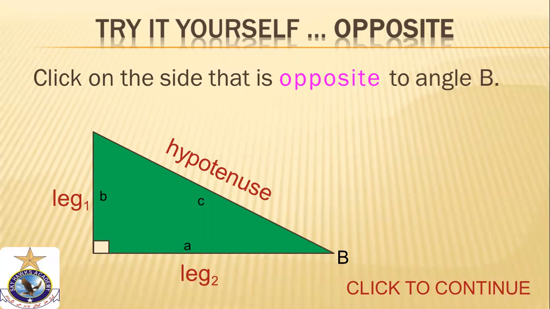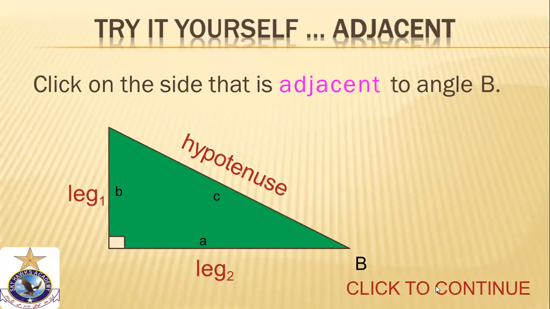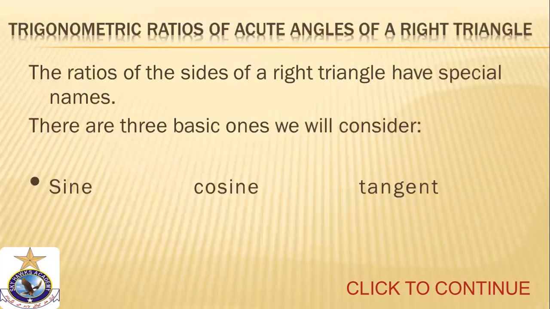Hide yourself. Opposite. Okay, so click on the side that's opposite to angle B. Angle B, it's leg 1. Leg one, absolutely right. Hide yourself. Adjacent. Adjacent to angle B is leg 2. Leg two with reference to angle B. Okay.